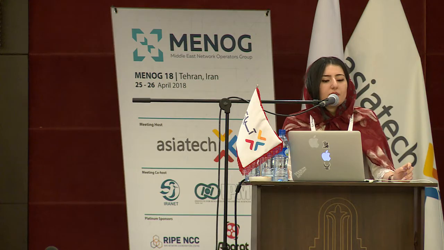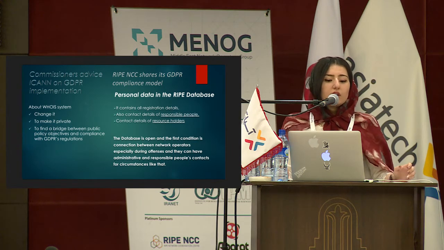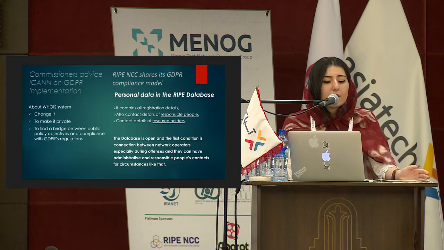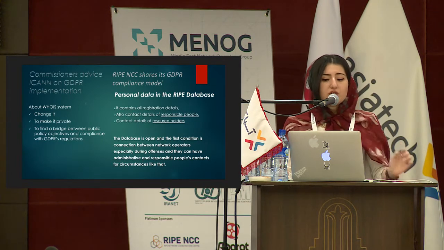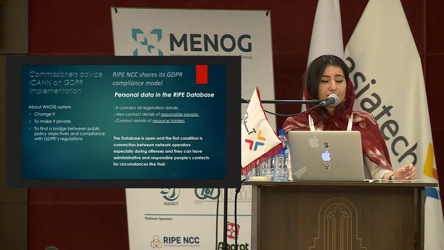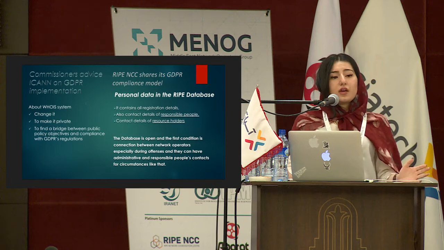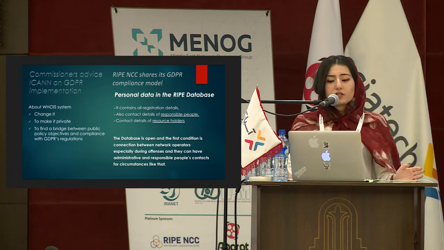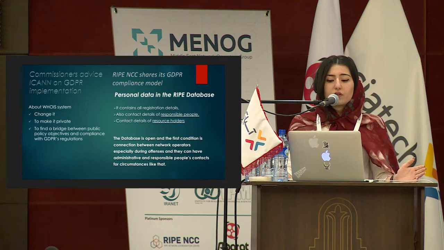And also, the Commissioner's advice on GDPR implementation and the WHOIS system: they want to change it to make it private, and also to find a bridge between public policy objectives and compliance with GDPR. I also want to mention that RIPE NCC shares its GDPR compliance model, and it contains all registration details, also contact details of responsible people and contact details of resource holders.